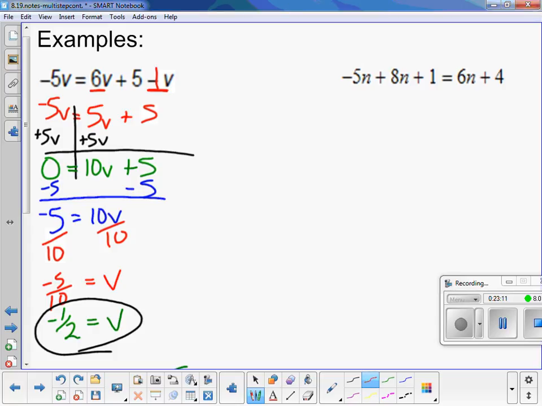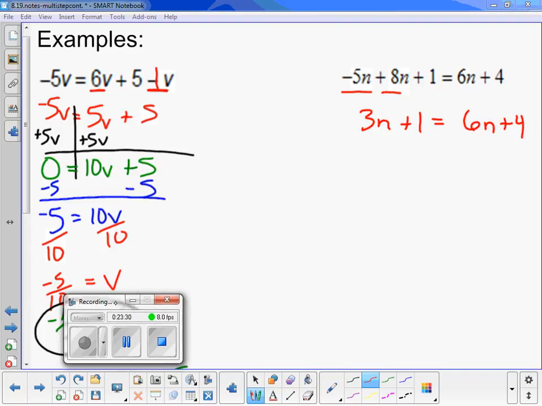Looking at the next problem, I have actually 3 n's. So let's focus on the left-hand side first. On just the left-hand side, I have a negative 5n and a positive 8n. So I want to put those together. So that would become a 3n and bring down the plus 1. On the left-hand side, it's actually as simple as it gets already. So I just bring it down.